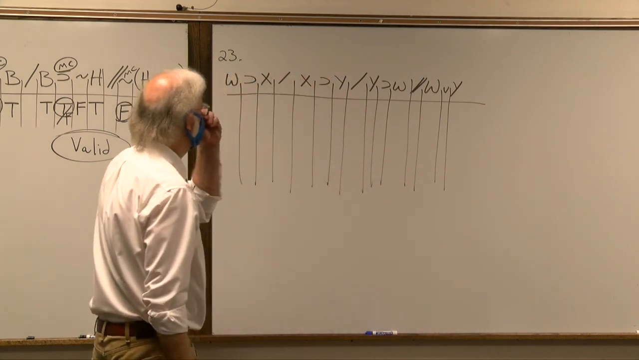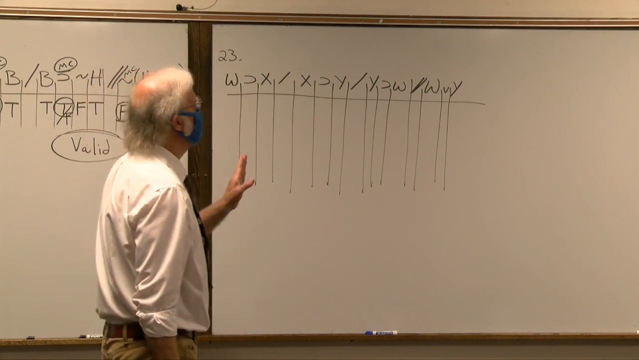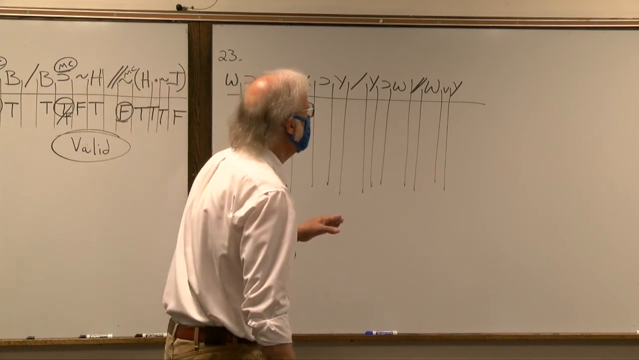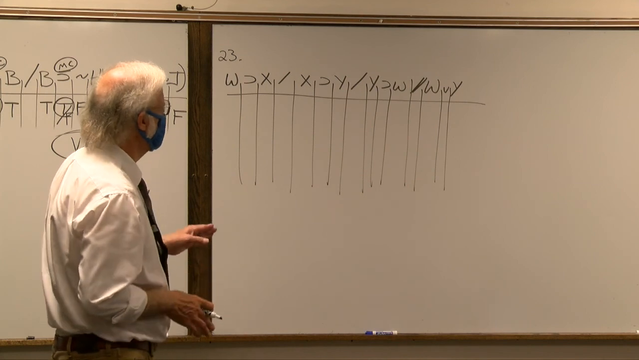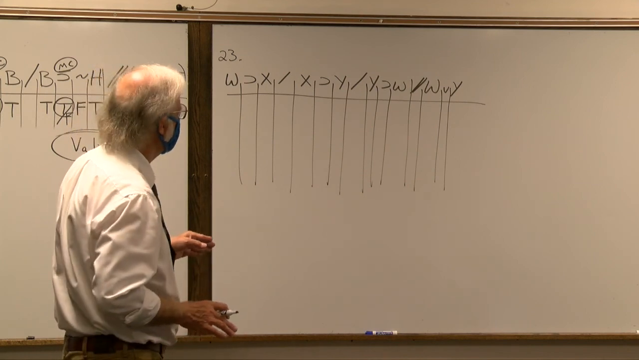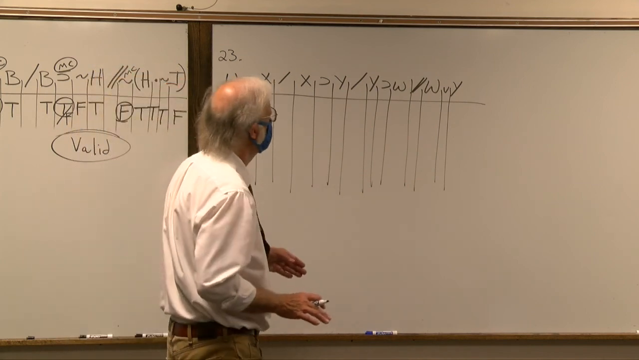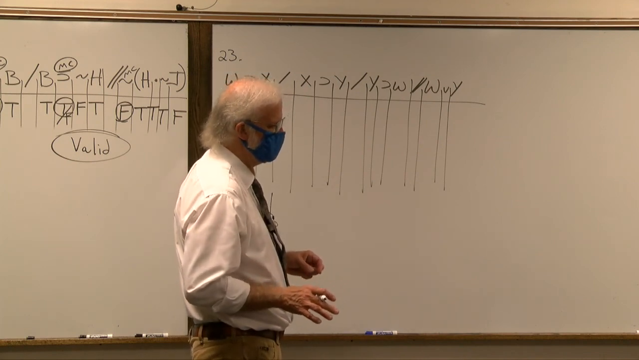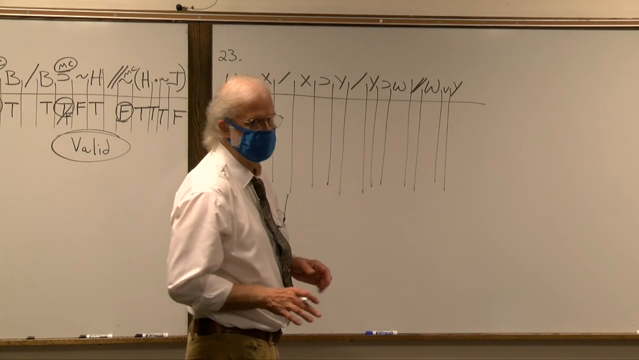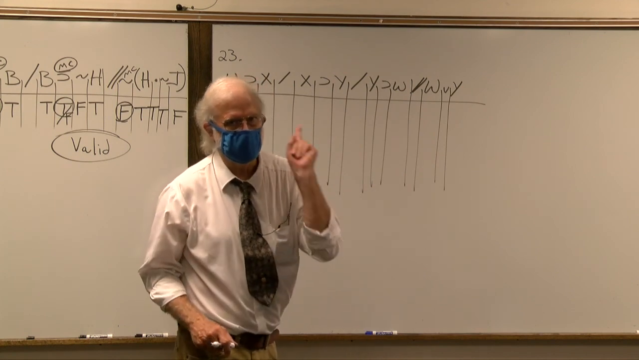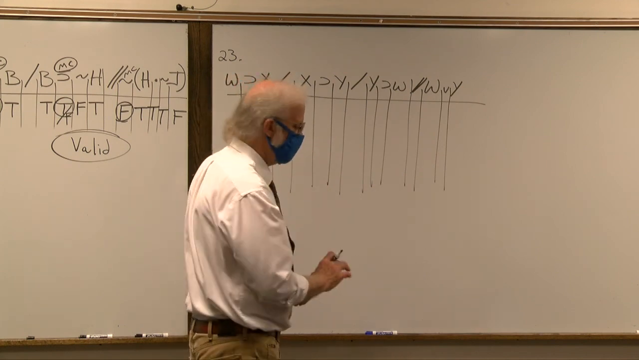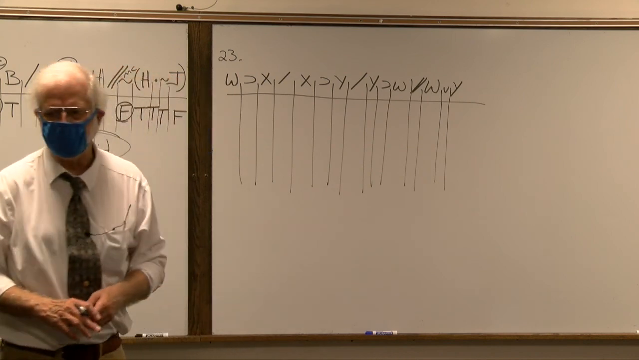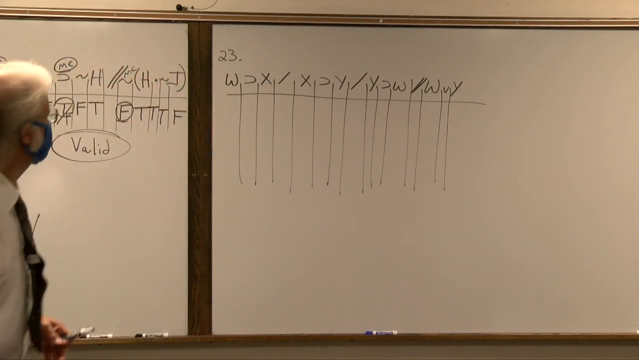How many rows will we need? Well, again, it depends on the nature of the conclusion. We haven't seen a conclusion yet that's a wedge statement. So we have to ask ourselves, how many different ways can a wedge statement be false? Answer, just one, so that tells us we just need one row.